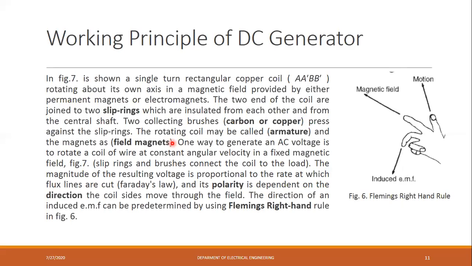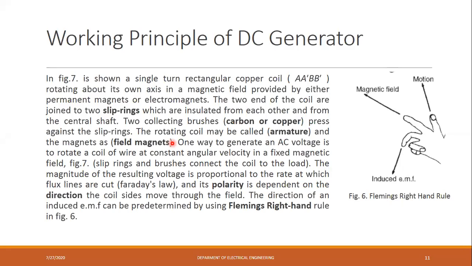You understand this. And second thing, the direction of that induced EMF can be determined by using Fleming's right hand rule, which explains that when the first three fingers of the right hand are kept perpendicular to each other, the thumb will indicate the direction of motion, the index finger will show the direction of the magnetic field, whereas the middle finger will show the direction of the induced EMF.